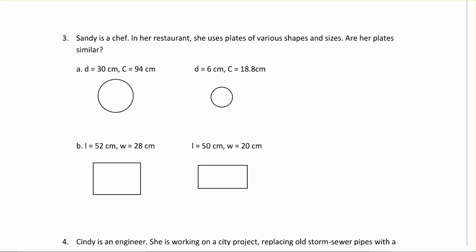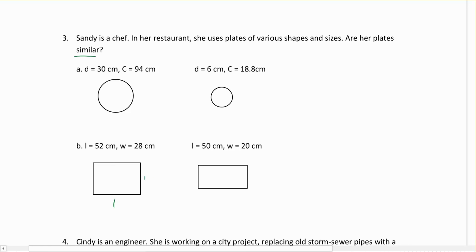All right, so this one says Sandy is a chef. In her restaurant, she uses plates of various sizes and shapes. Are her plates similar? So you're going to ask yourself, what does it mean by similar? Similar just means that all the dimensions you can multiply by the same scale factor, and it'll all be the same.